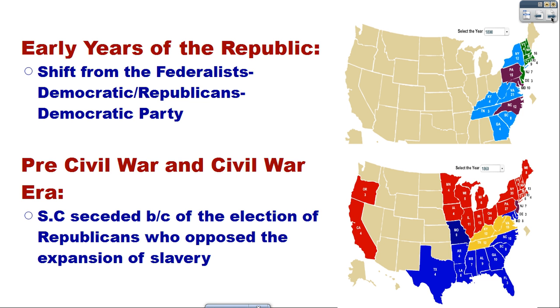During the pre-Civil War and Civil War eras, South Carolina, as we've learned in the past, is going to secede or break away from the Union because of the election of Republicans like Abraham Lincoln, who opposed the expansion of slavery or slavery at all. Now, we can see here in the two maps, the map in 1800 and then the map of 1860, you can see the South in general is one solid color.